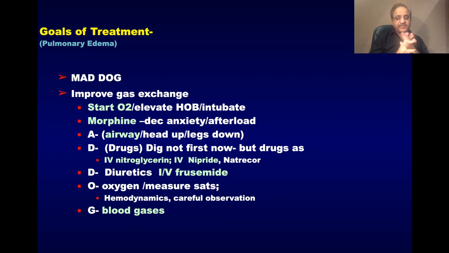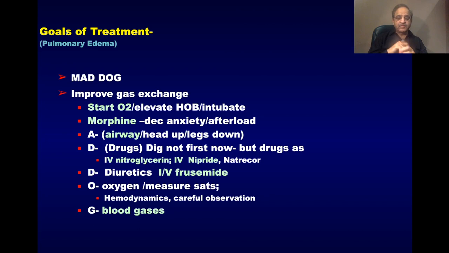Diuretic should be given in a very high dosage, irrespective of the blood pressure of the patient. Even if the patient's blood pressure is 80/60, you give a high dosage of furosemide, say 80 milligram, 160 or 320 milligram, till the pulmonary edema is over. Don't worry about the blood pressure. Once the pulmonary edema is over, the blood pressure will come up.